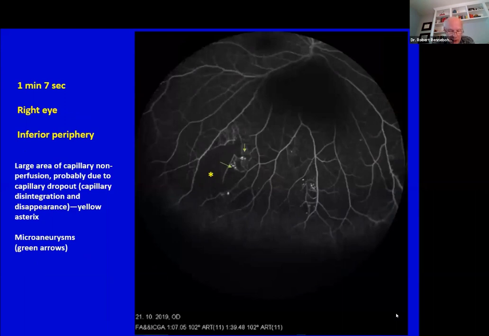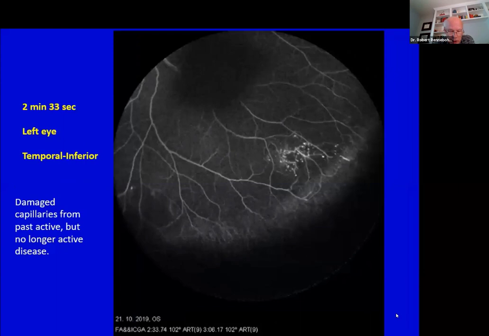This FA study shows a large area of capillary non-perfusion, probably due to capillary disintegration and disappearance, capillary dropout. Another sign of capillary damage is the microaneurysm formation. Here's another area of capillary damage in the far periphery of her left eye. And these areas all look the same on every FA study that she had over these 5 years.